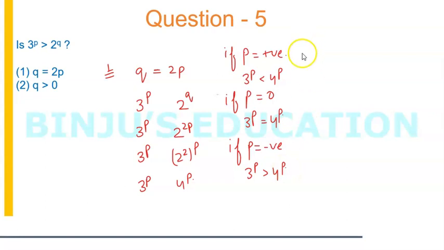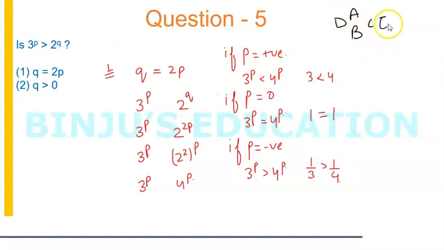For example, if you take p to be 1, then 3 will be less than 4. In this case, 1 is equal to 1. If you take p to be minus 1, then 1 by 3 is greater than 1 by 4. So do we have a conclusive result? No, we don't have a conclusive result. So A goes out, D goes out.